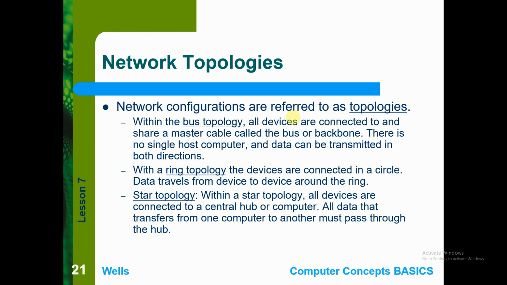Whereas in a ring topology, the network is set up in a circle. The data travels from device to device along the ring. They cannot travel from within, but first let's talk about the star topology.